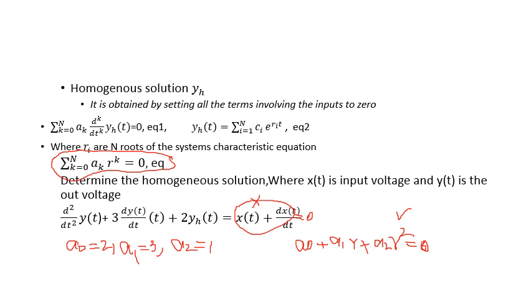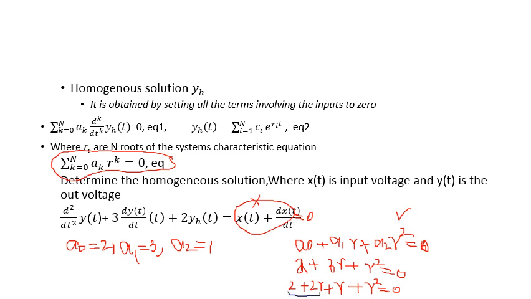So by putting the values of a0, a1 and a2 in this equation, we can write that this is equal to 2 plus 3r plus r square, and this is equal to 0. So we can factorize it. I can write it as 2 plus 2r plus r plus r square, right? So we have 2 common in this term.